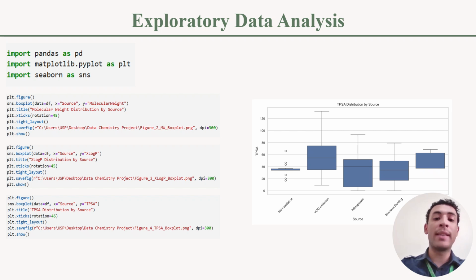The third descriptor was TPSA, which measures molecular polarity. VOC oxidation compounds generally showed the highest TPSA values due to oxygen-containing functional groups.